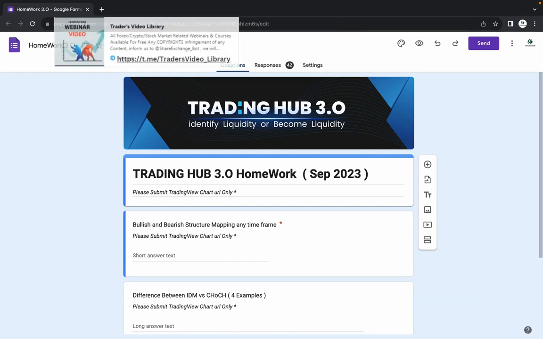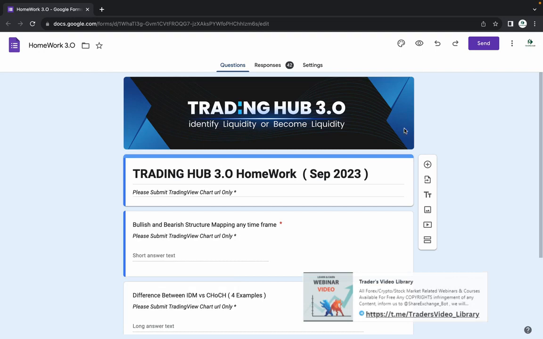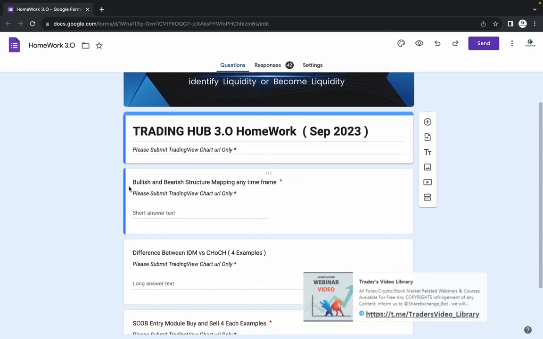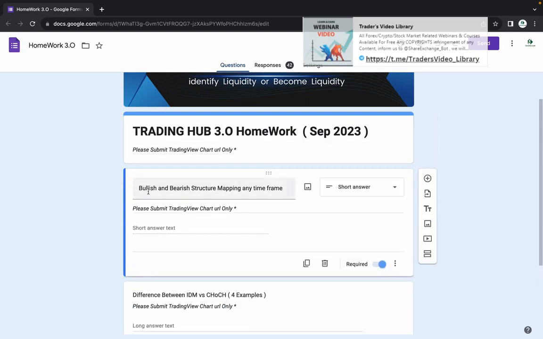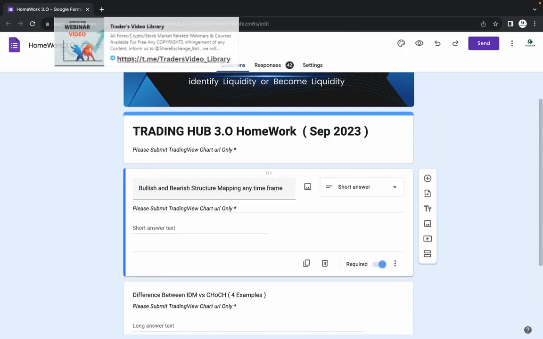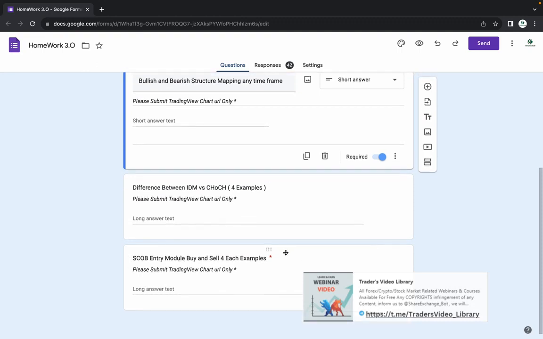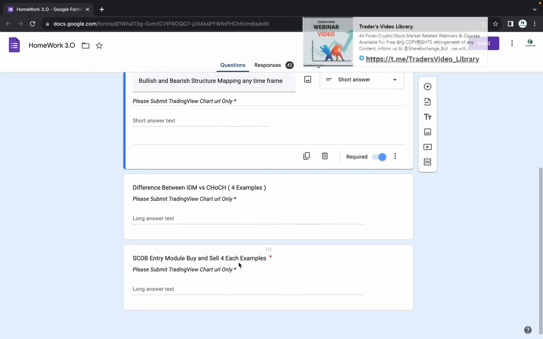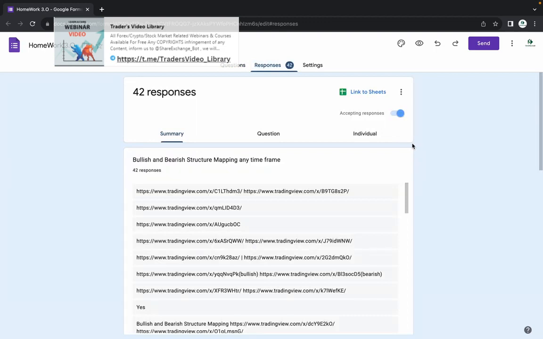As you know, as per the announcement, we are going to do the homework check. I posted 3 questions 2 days ago. First of all, you need to share your chart with the bullish and bearish structure mapping on any time frame. The next question was the difference between inducement and CHoCH, and, for example, a single candle order block buy and sell module each. Almost 42 members submitted their homework here.